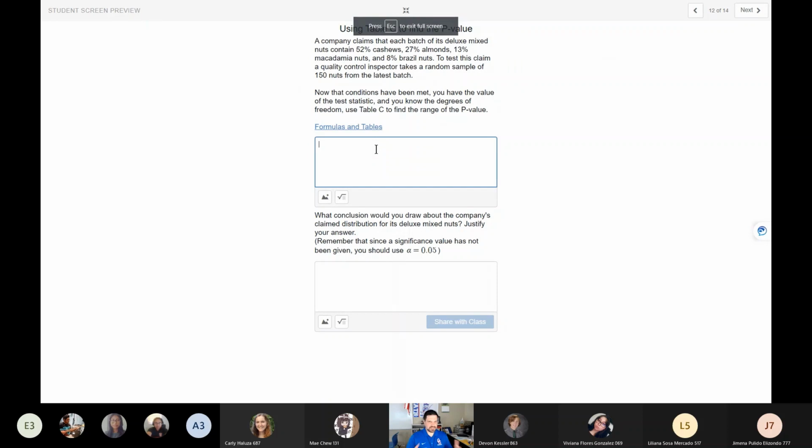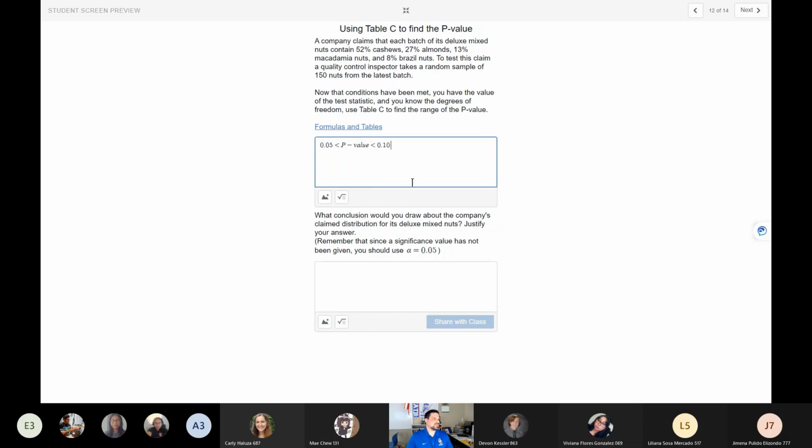Right, and we can type this in a number of different ways. If we're going off of table C, we get a range of values. We'll have 0.05 is less than the p-value, which is less than 0.10. And we can make that look pretty. You could also just type that the p-value is between 0.05 and 0.1. And that is enough for this here.